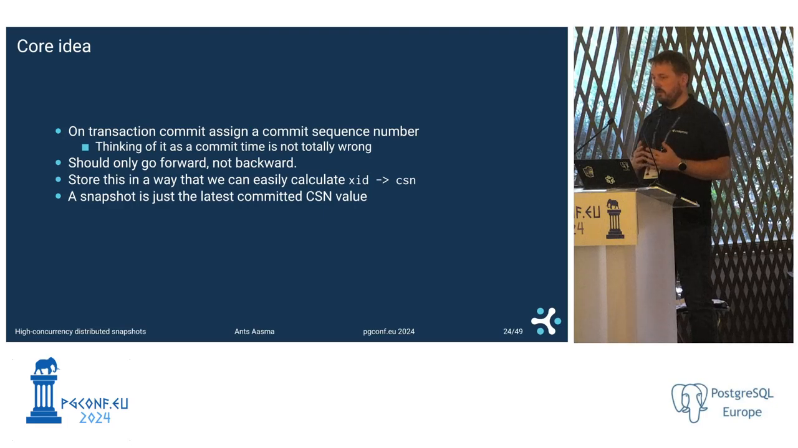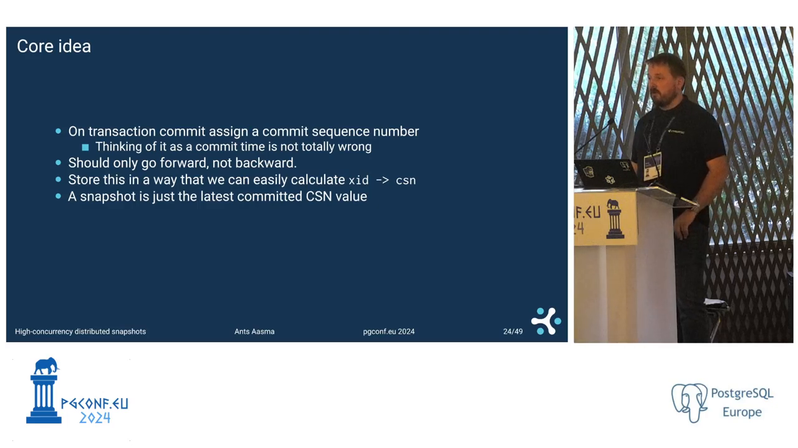It might not be totally wrong to think about it as a commit timestamp, even though for practical reasons we cannot actually use a wall clock for this, because it might change or different transactions might get the same value. So we have to do a bit of trickery, but basically we could use a commit time in there with some additions. We only need to ensure a couple of conditions hold. The main one is that this commit sequence number always goes forwards, never backwards.